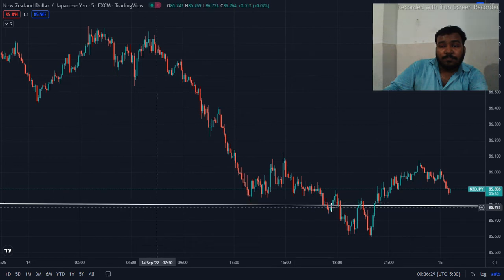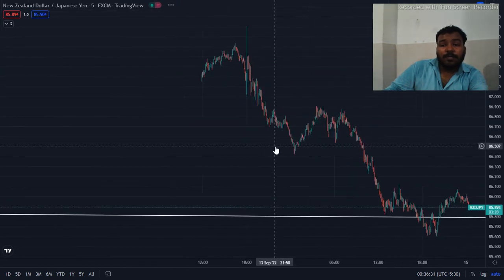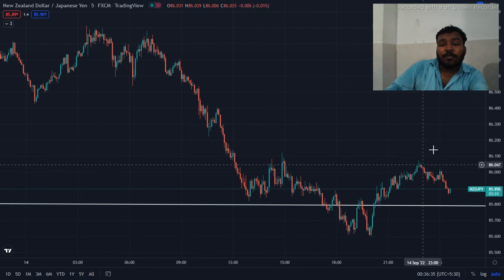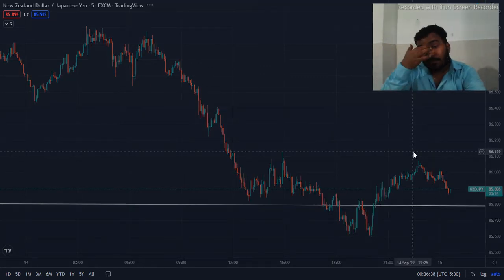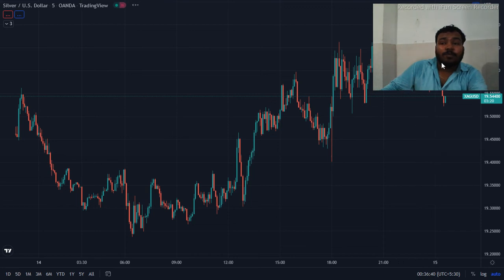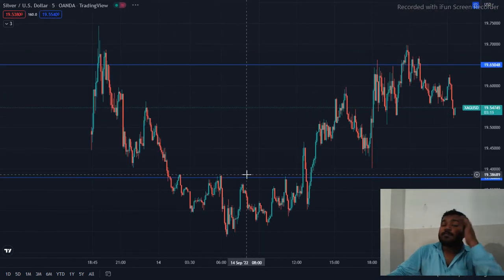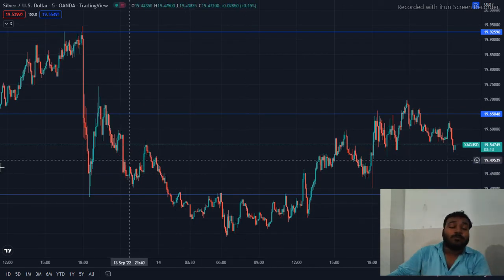NZD, see, this was a trend line, a historical trend line. We got a breakout in the recent time. We tested it, gave a breakdown, but formed a double bottom, and again it rallied. This is silver. For the day, silver was very dicey because in the starting one it gave a very strong pullback.